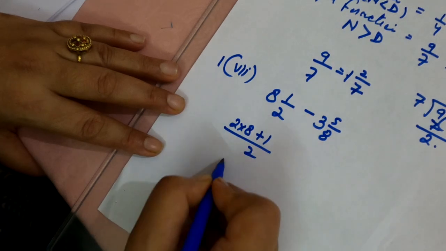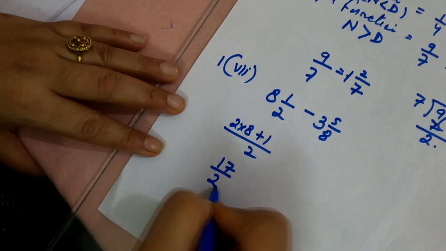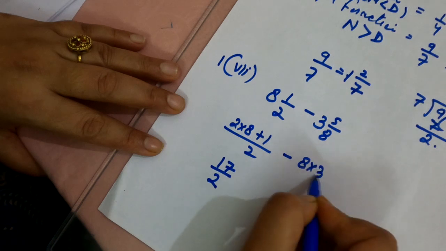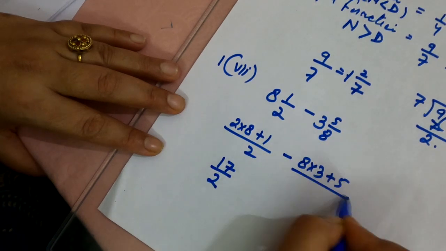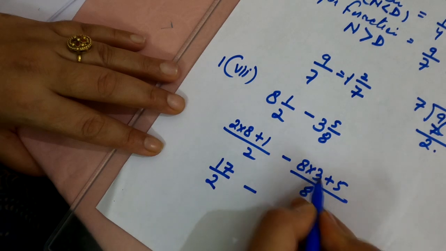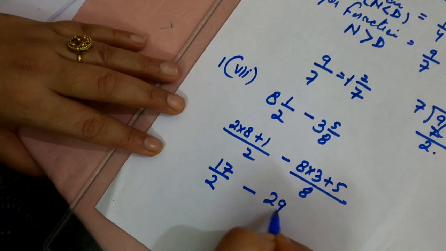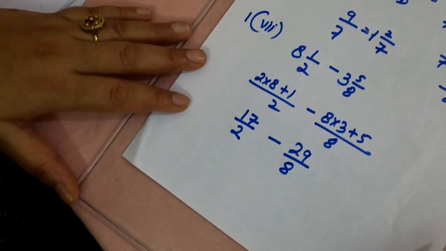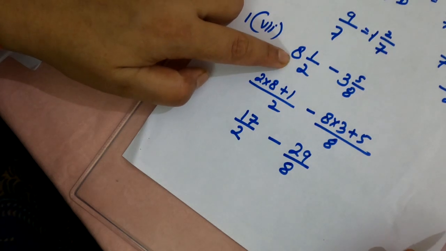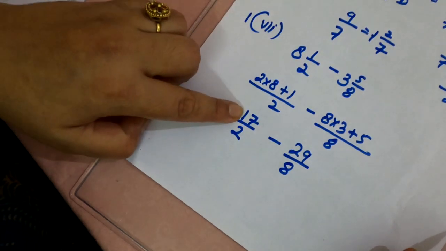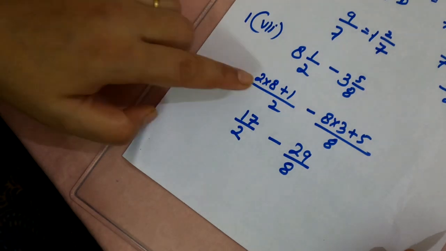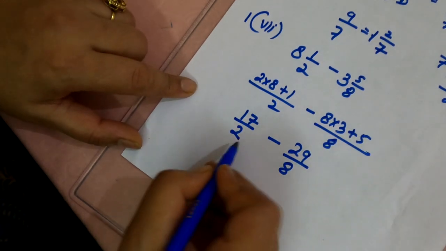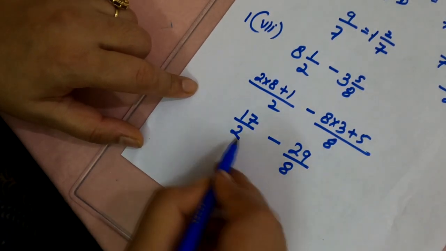16 plus 1 is 17. So it will be 17 upon 2. Clear? Then this number will become 8 into 3 plus 5 upon 8. That means 24 plus 5, that is 29 upon 8. Okay, I hope you have understood how to convert them into improper. This is a mixed fraction, it is to be converted into improper, right? Only the improper ones can be converted into mixed. Proper ones cannot be converted into mixed. Clear? Now you know that they are unlike, they have different denominators.